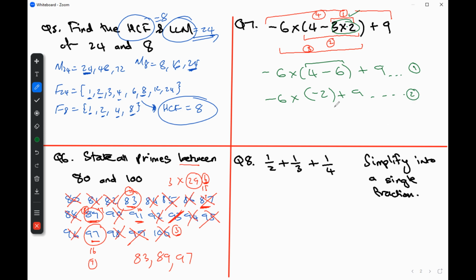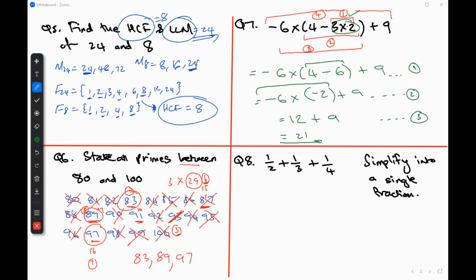Okay, and then the next one is part 3, which is all of this. Negative 6 times negative 2 is 12. 12 plus 9 is going to equal, 12 plus 8 is 20, plus 1 is going to give you 21. Remember, negative times a negative is a positive, so this becomes a positive 12. And 12 plus 9 is 21.